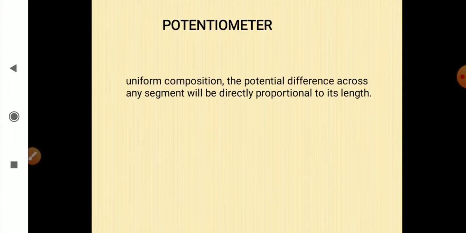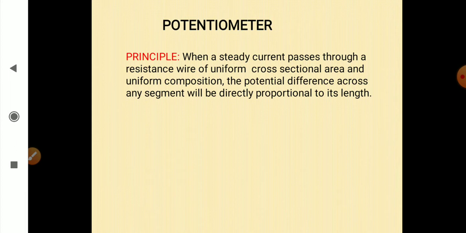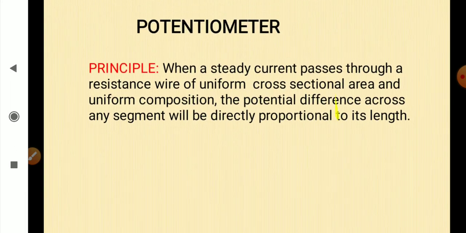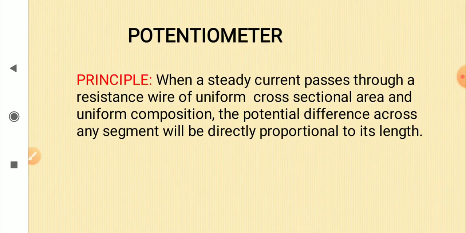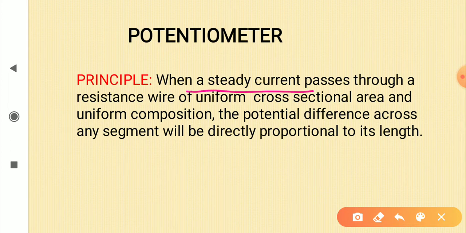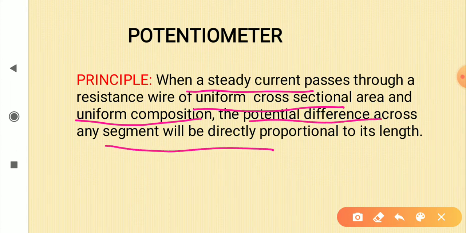So now let us move on to potentiometer, and as the name suggests, this instrument is used to measure potential difference between any 2 points. So its principle. Now when a steady current passes through a resistance of uniform cross-sectional area and uniform composition, then the potential difference across any segment will be directly proportional to its length.